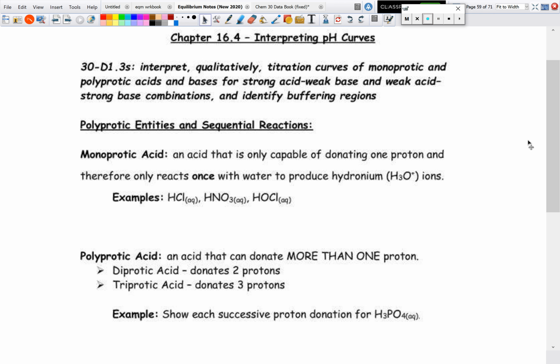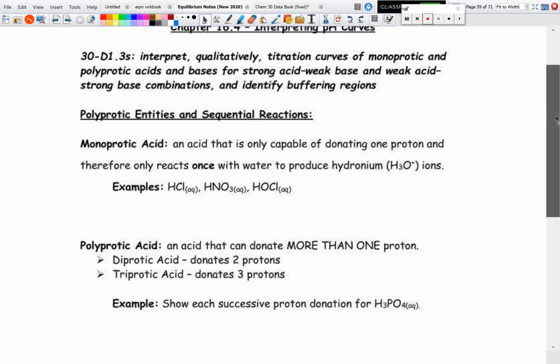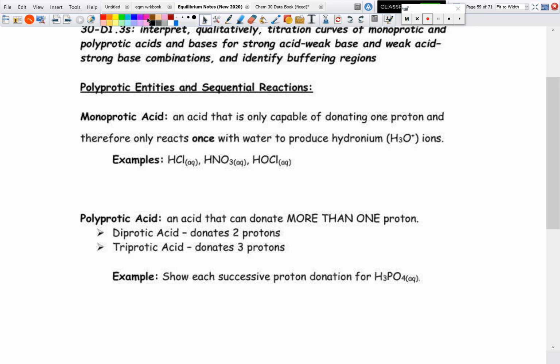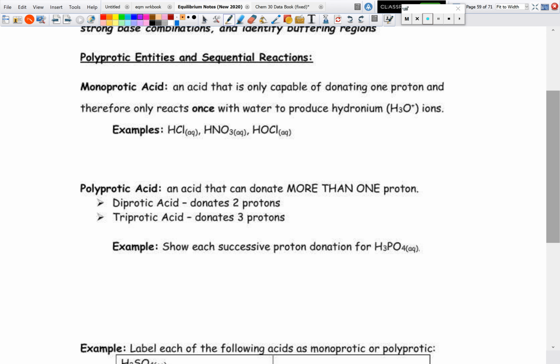So this is a little lengthy here, but everything kind of ties in together, so that's why I couldn't just separate it one lesson at a time. So first thing, let's look at our first little bit of definition stuff, and that is these polyprotic entities. So what we have is something called monoprotic. Just remember, mono means one, protic meaning proton. So a monoprotic acid is an acid that is only capable of donating one proton and one proton only. So therefore it can only react with water once to produce hydronium.